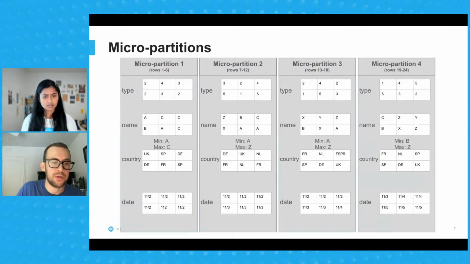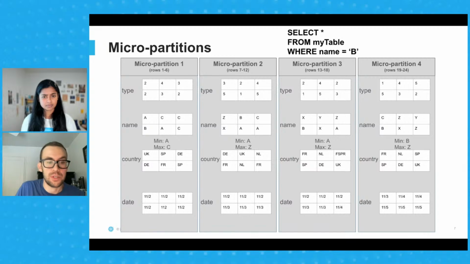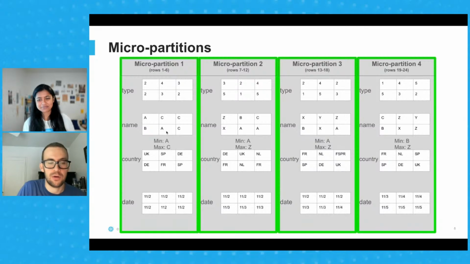Now, for instance, if we filtered on the name column, we have these min and max values for each column for name. If we filtered to where name was equal to B, how many micropartitions would we need to scan? Well, we need to scan them all, right? Because what the query engine would say is, is B within this range? Can we use this metadata to conclude whether a micropartition has no possibility of containing this data? And in each of these cases, B is within the range of these values, so we would scan them all.